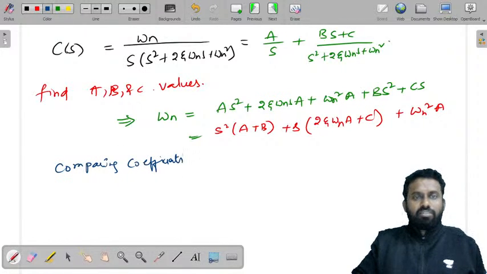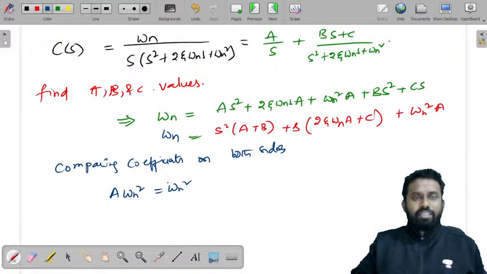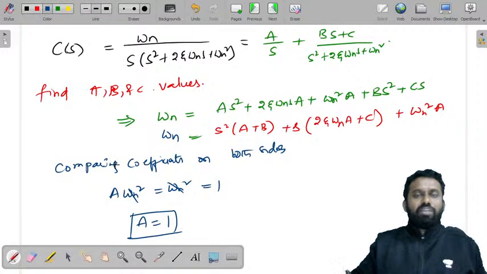Comparing coefficients on both sides, what do you get? This is a constant omega n. You also have a constant. So A omega n square is equal to omega n square, that is equal to 1. So A is equal to 1. This is one value that we got.